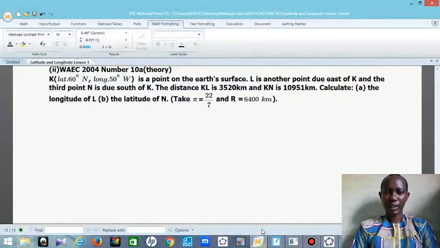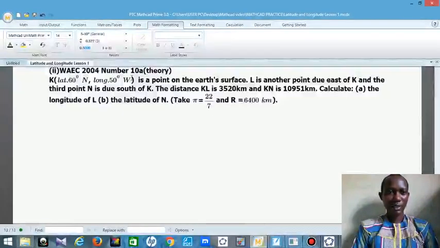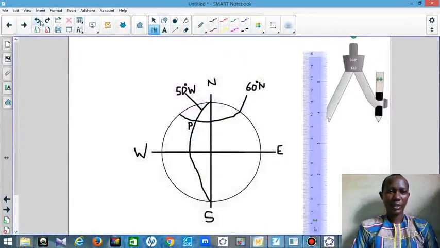Then the next part of the question says L is due east of K, which is east of K, that is L. Okay, we don't know the longitude, but since it's due east of, wait, let me see the labeling. Okay, that is K, not P. So L is due east of K. That means they are standing on the same latitude. So let's just assume L is somewhere here.